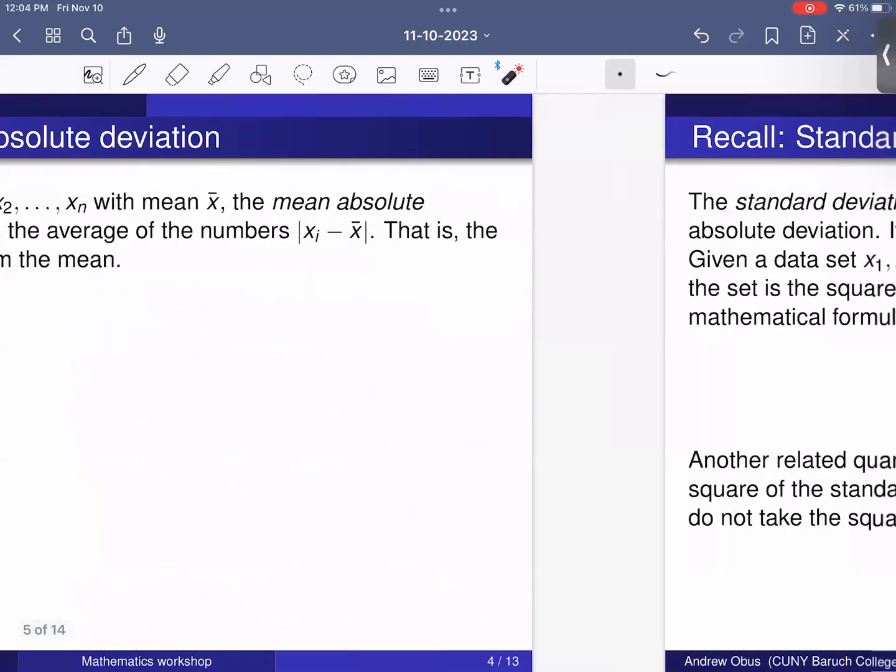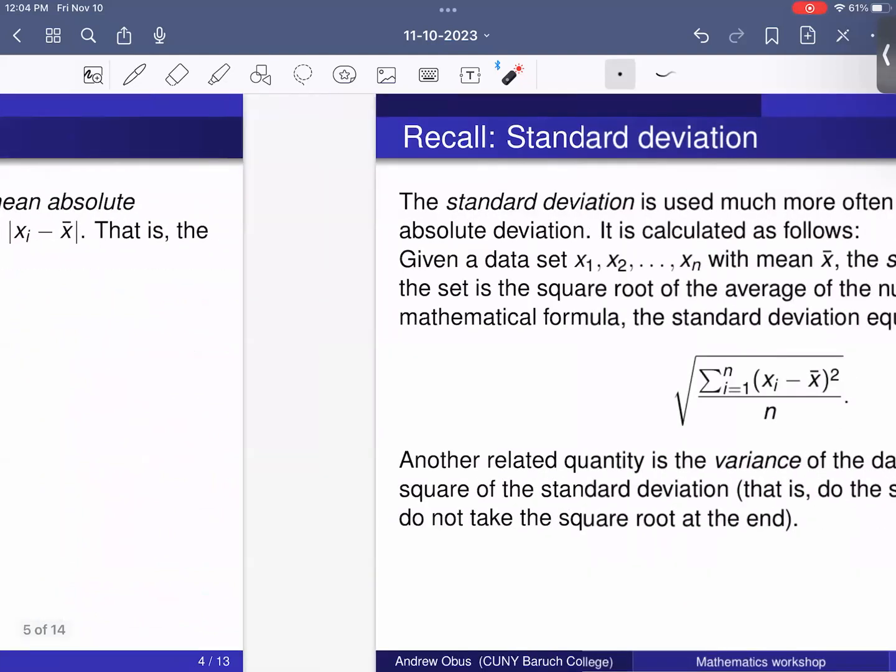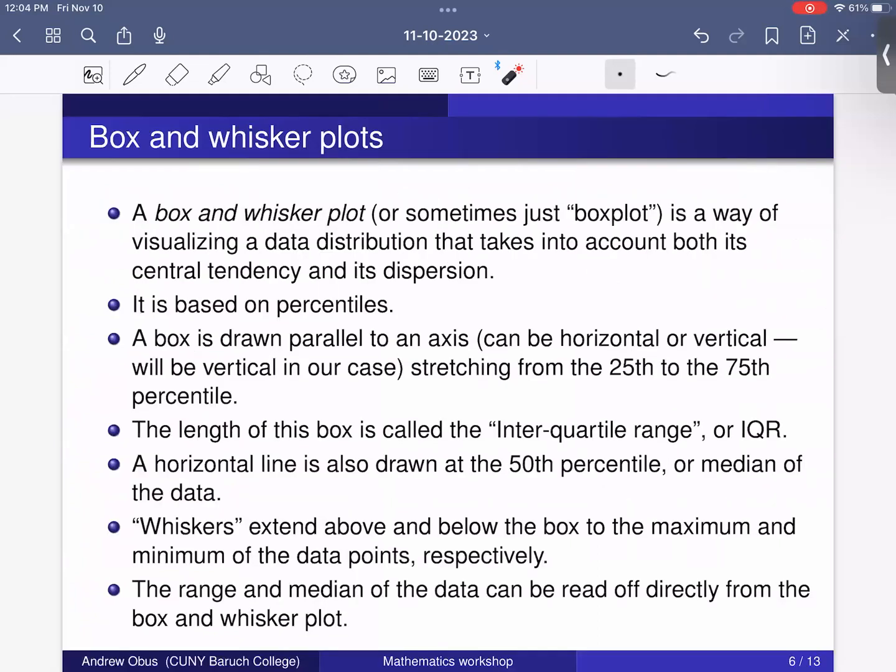I want to say one more thing about box and whisker plots. Remember we talked about these last time. This was a way of visualizing data that was based on percentiles. A box is drawn parallel to an axis, usually vertically, and we stretch it from the 25th to the 75th percentile. The length of this box, we said last time, is called the interquartile range. And we draw a horizontal line at the 50th percentile, or the median of the data, and whiskers extend above and below the box to the maximum and the minimum of the data points, respectively.